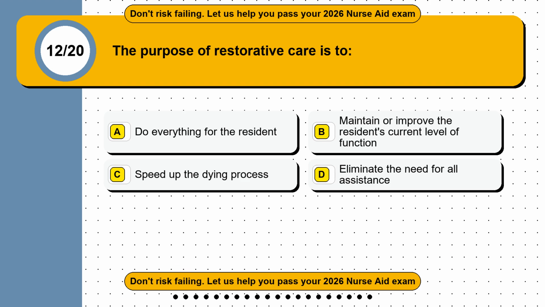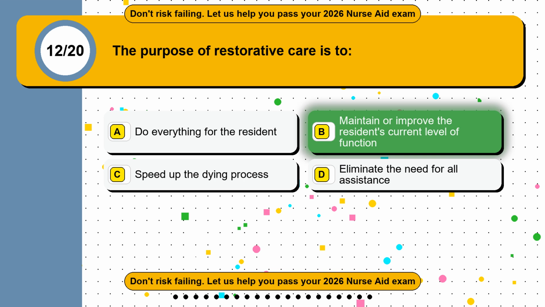Question 12. The purpose of restorative care is to: Option A. Do everything for the resident. Option B. Maintain or improve the resident's current level of function. Option C. Speed up the dying process. Option D. Eliminate the need for all assistance. The correct answer is option B. Maintain or improve the resident's current level of function.